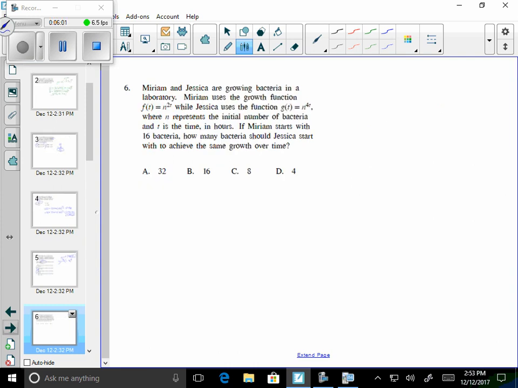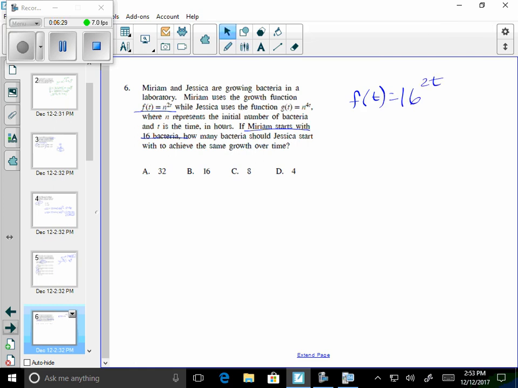Number 6, Miriam and Jessica are growing bacteria in a lab. Miriam uses the growth function f of t equals n to the 2t, while Jessica uses the function g of t equals n times 4 to the t, where n represents the initial number of bacteria and t is the time. If Miriam starts with 16, she has f of t equals 16 to the 2t. How many bacteria should Jessica start with if they want to have the same growth over time?